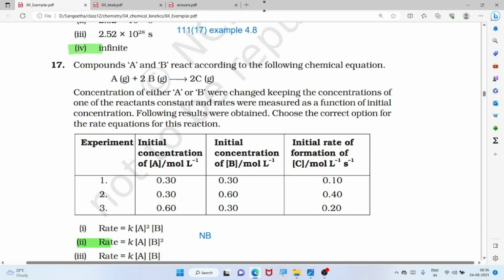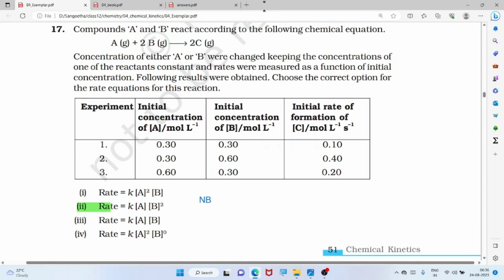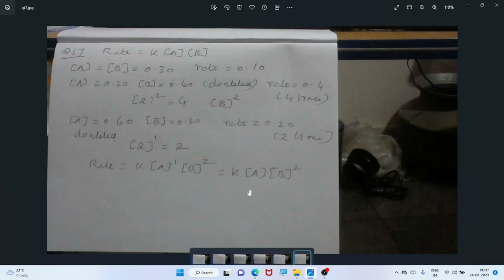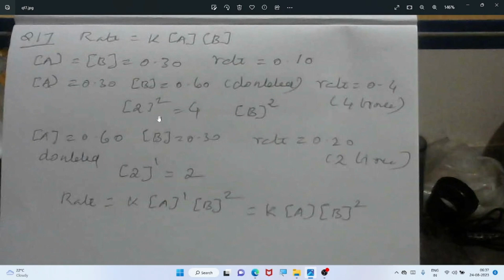Compounds A and B react in the following chemical reaction. Okay, so now they are changing the concentration of reactants and finding the order, as I already showed you. See, first the initial concentration of both is 0.30, then the rate is this, then they are increasing the concentration of B, keeping the concentration of A constant, then the rate increases by 4 times. Okay, 4 times it increases.